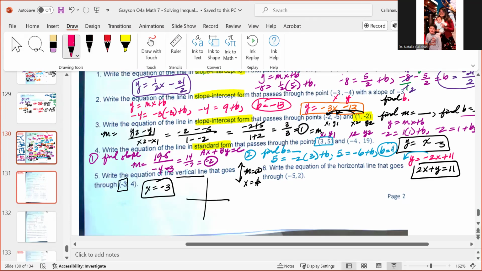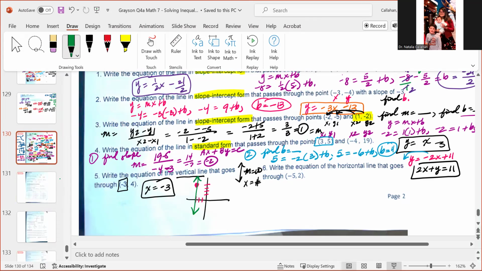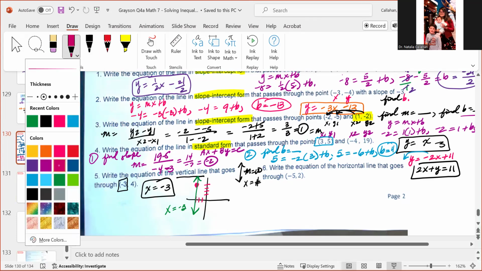So your point is on -3, 1, 2, 3, 1, 2, 3, 4. There's your dot, correct? So it's a vertical line, just draw it through here. If I draw it through here, what's this graph? x equals -3. Does that make sense? Okay. Oh, good. I'm glad you remember that. So you're getting better at this.